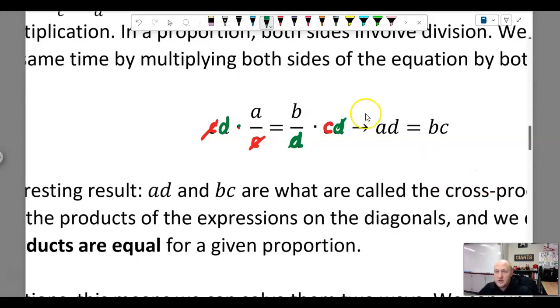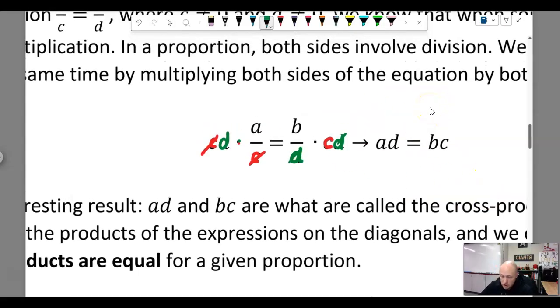Some students, and I know you did this in junior high, call this the butterfly method. Let me erase these colors. We go ahead and multiply those two, the cross multiply, and I'm going to multiply these two, because that's what ends up happening, right? When I multiply by C times D, the D is going to cancel, and I'm just multiplying B times C. So you get this butterfly method. A times D, that's why they call it a cross product. A times D is equal to B times C.